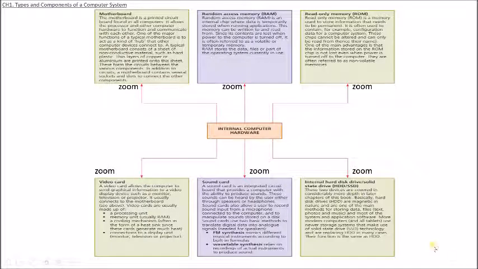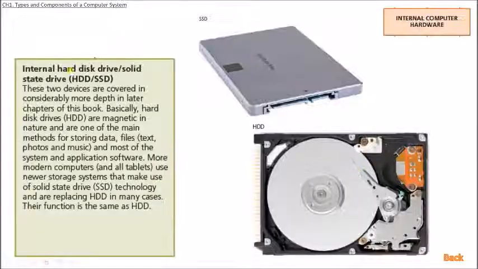Now, we have the internal hard disk drive, or HDD, and the solid-state drive, or SSD. The hard disk is the HDD, and the solid-state drive is the SSD. This is an example of an SSD, solid-state drive, and this is the internal HDD. Now we can find out that the SSD is faster than the HDD, and we will talk about it later on.